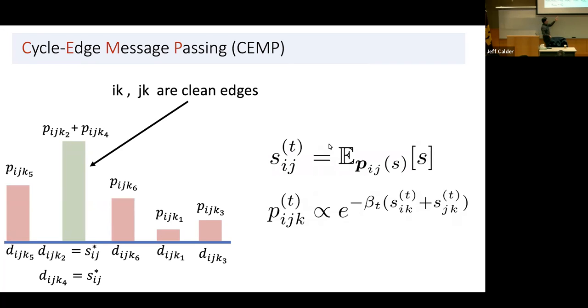From a better Sij, you have a better sense of which edges are good and which edges are bad, so you can exactly locate the cycles that have clean edges. Any questions here? So this method is called cycle edge message passing because you iterate between the edge estimates and the cycle estimates.